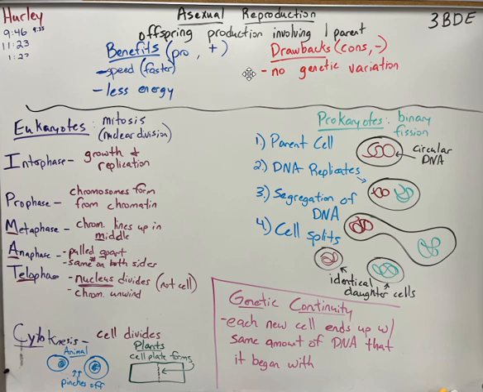Some drawbacks are there's no genetic variation. So this takes a little bit of explaining. So genetic variation, look at the root words there, gene and variety, or it varies. So we have a variety pack of chips. You would expect to have multiple types of chips in that same variety pack. So genetic variation is a lot of differences in genes.